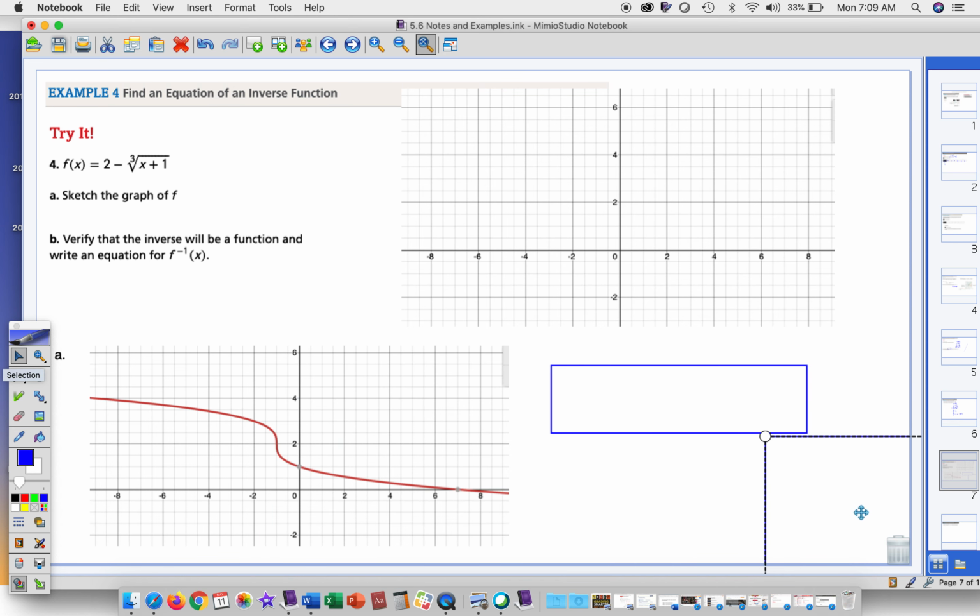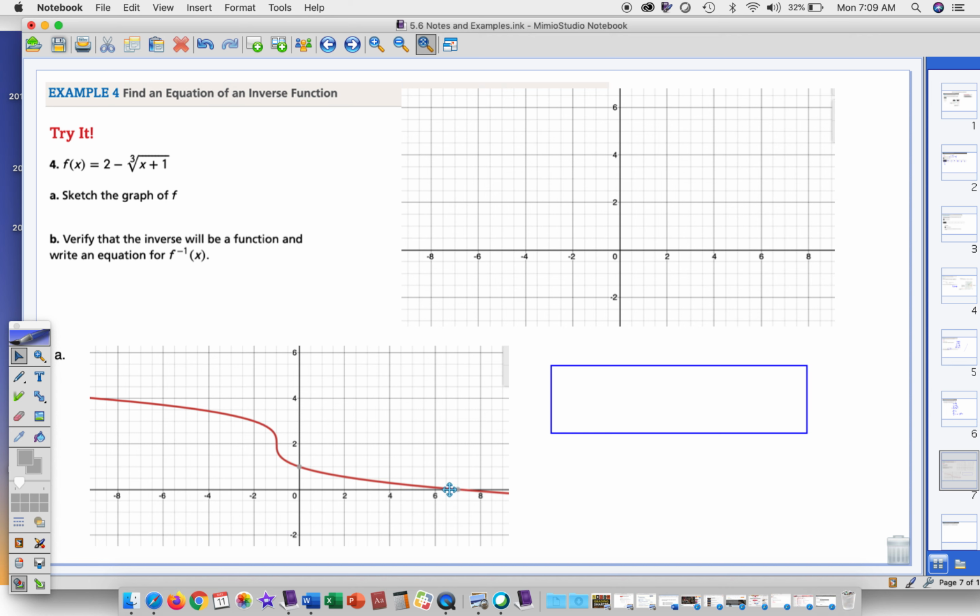Okay, so here's the sketch of the graph. Okay, hopefully yours looks like that. Now they say verify that the inverse will be a function. So again, if we look at the horizontal line test, there is nowhere along this graph that when I draw a horizontal line, it's going to go through more than one point.